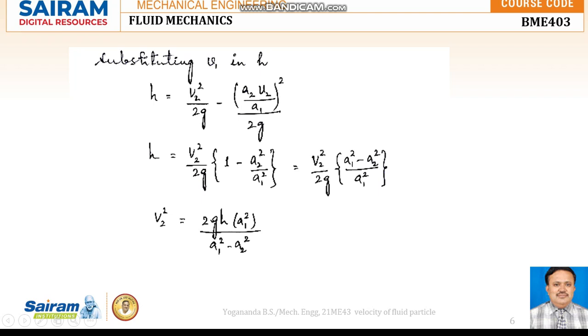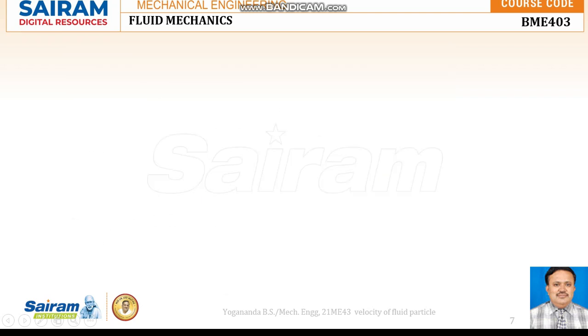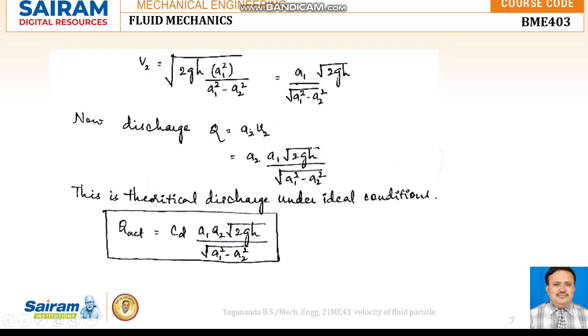So we take V2 square by 2g as common. So we have 1 in the first term, then we have A2 square divided by A1 square, since V2 square by 2g is taken outside the bracket. Taking LCM, A1 square is the LCM. Then V2 square is, cross multiply, 2GH of A1 square divided by A1 square minus A2 square. Now V2 is the square root of this.